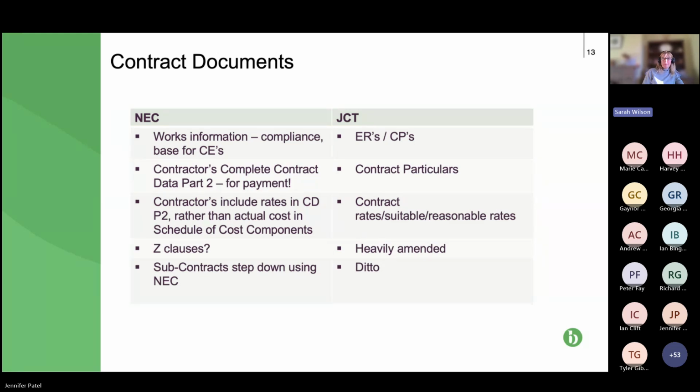We also have, for JCT, the contract particulars. NEC, we have the contract data. That says part 2 because that's the part that the contractor completes. Part 1 is the part that the paying party, so the client, completes.